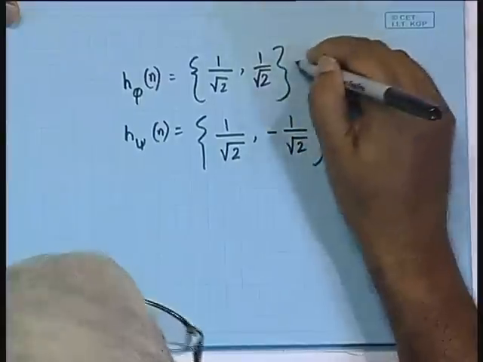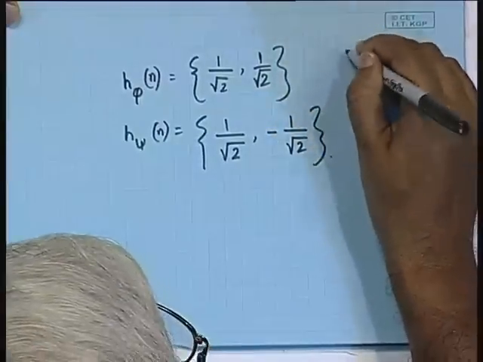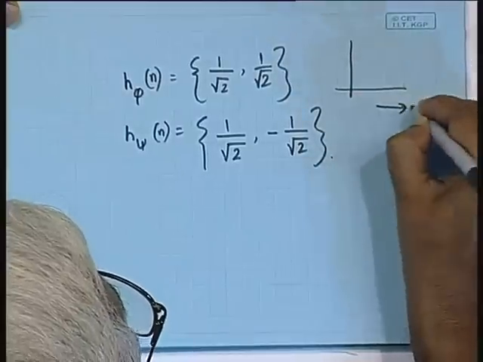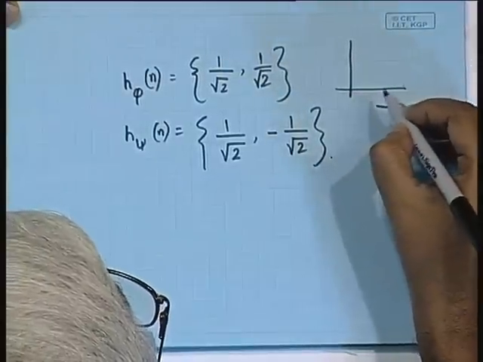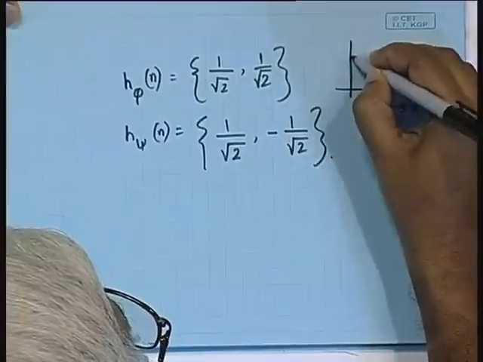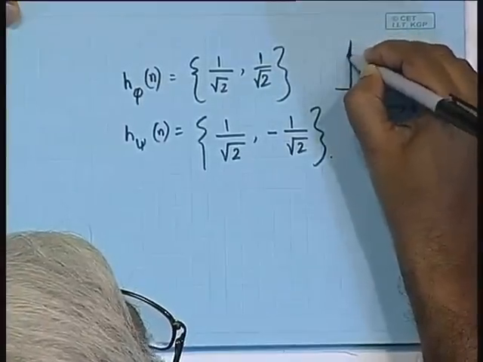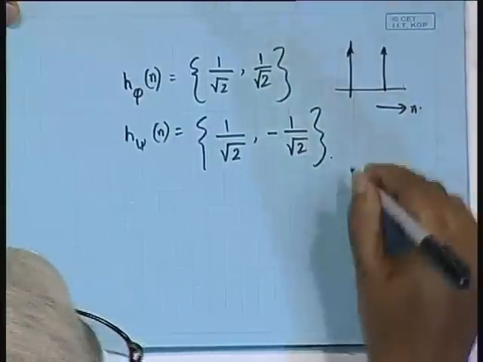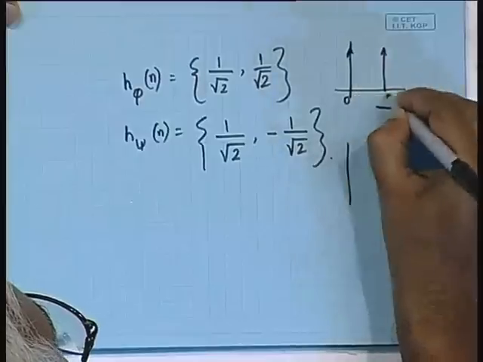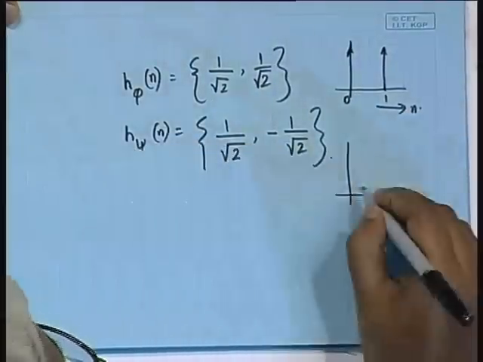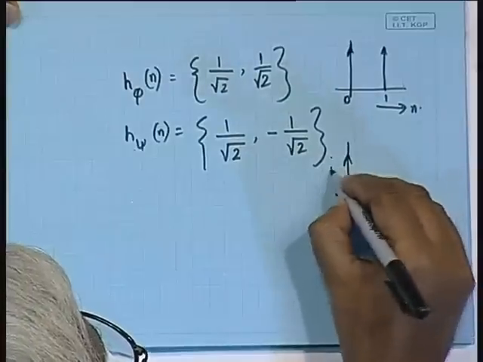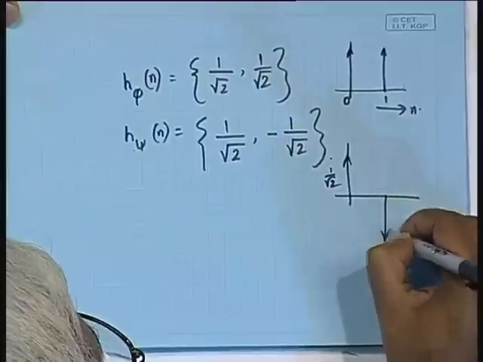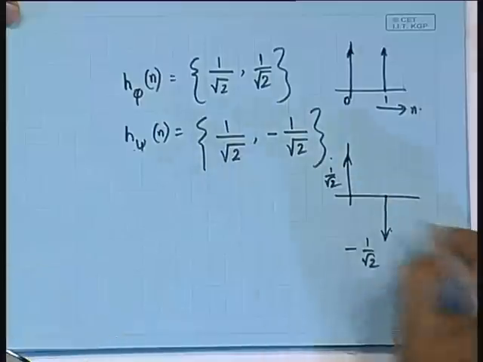Here, of course, this is an FIR filter. So, in this case if we plot n over here, for n equal to 0 and for n equal to 1, we are having value equal to 1 by root 2. So this is for n equal to 0, this is for n equal to 1, whereas for the H psi filter, for n equal to 0 we are having a value equal to 1 by root 2, and for n equal to 1, we are having a value equal to minus 1 by root 2.